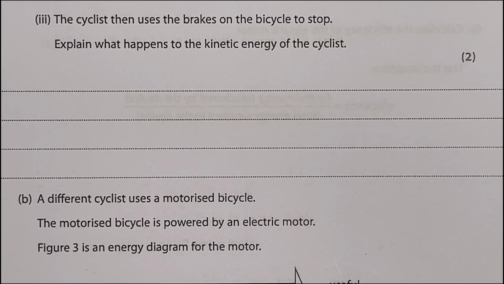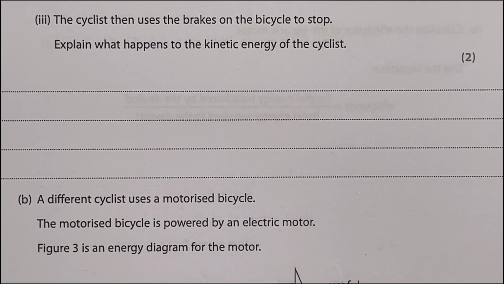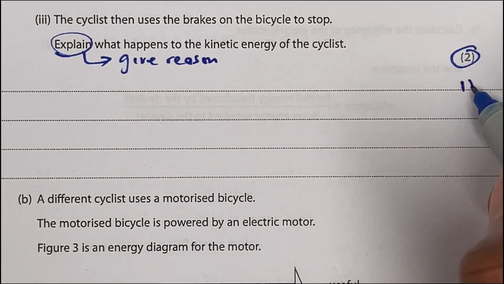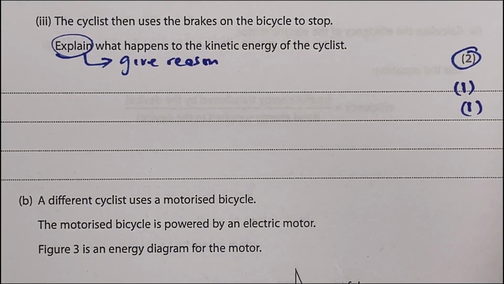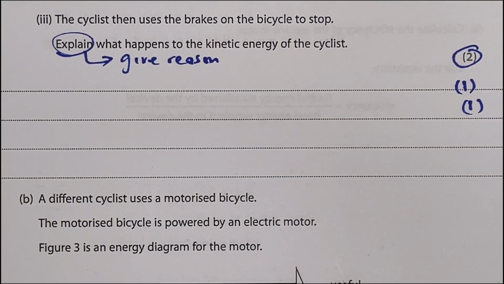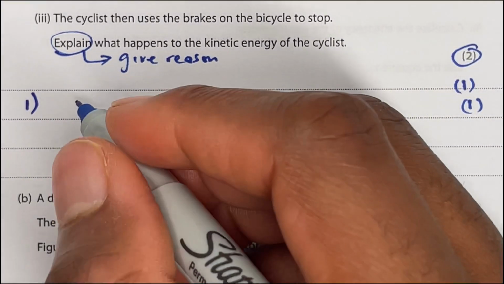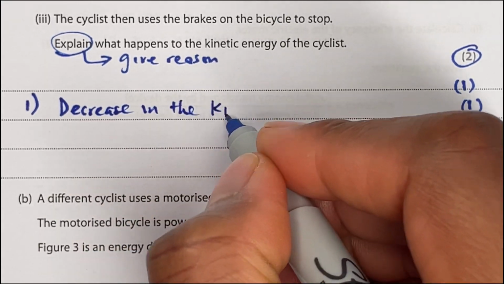The cyclist then uses the brakes on the bicycle to stop. Explain what happens to the kinetic energy of the cyclist. 2 marks. Explain. I need to give a reason. So I need to make a point and then give a reason for my point. So what happens to the kinetic energy of the cyclist when the cyclist applies the brake? 1, the kinetic energy will decrease. So decrease in the kinetic energy.